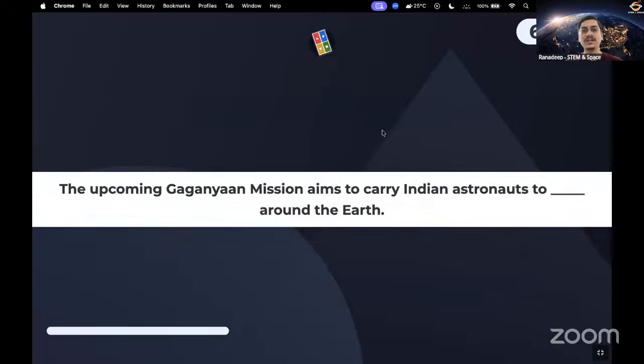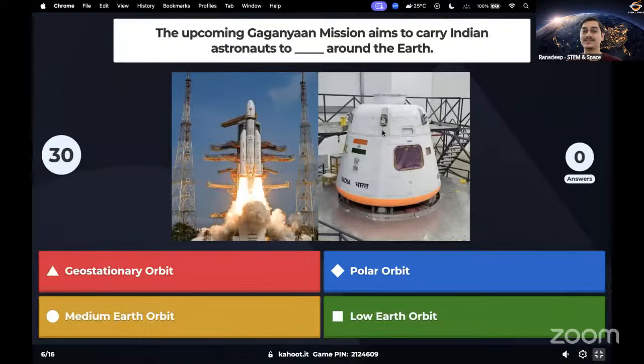The upcoming Gaganyaan mission aims to carry Indian astronauts to dash around the Earth.